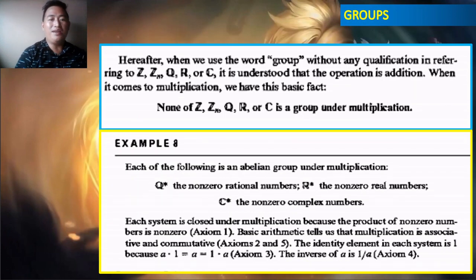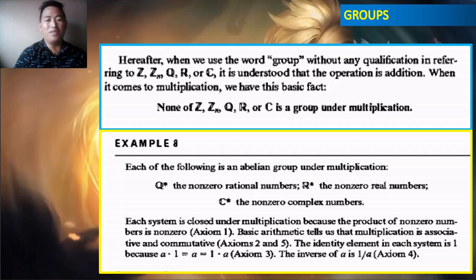Examples. Okay, hereafter, when we use the word group without any qualification in referring to Z, Zn, Q, R, or C, it is understood that the operation is addition. Kung mo yun na group class ang siya in Z, in Zn, understood nga in addition na siya.